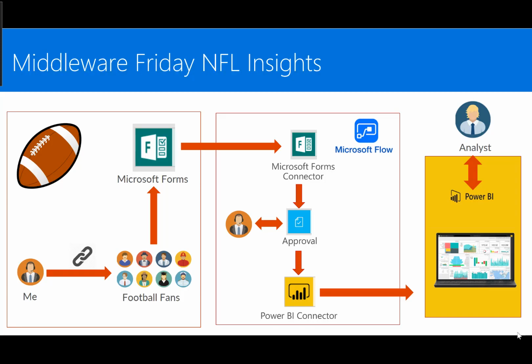So what we have here is me sending out a link to football fans through a variety of different mediums: email, WhatsApp, Twitter, etc., with a link to a Microsoft form. Once people submit the Microsoft form, the Microsoft Forms connector within Flow is going to detect that it's been sent out, and it's going to go through an approval process.